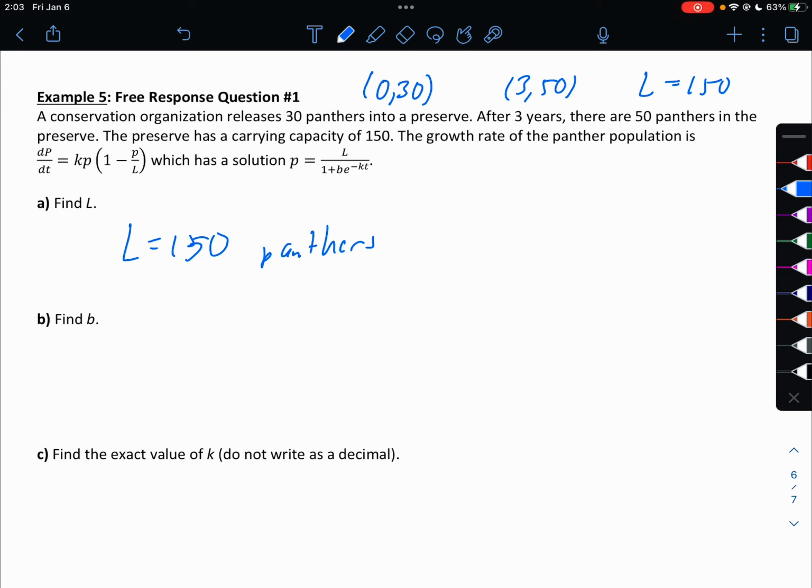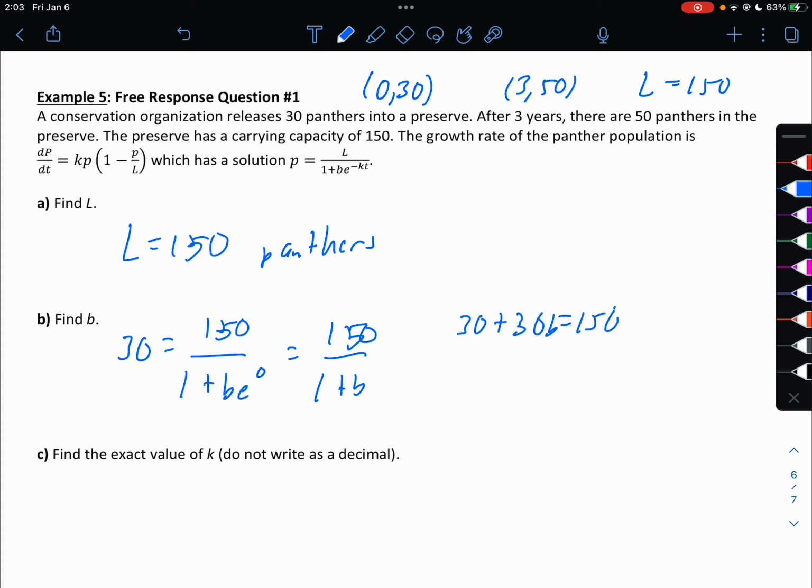Question 2 says find B. We'll use this point to find B. So 30 equals 150 over 1 plus B e to the 0, which is just 1. So 30 equals 150 over 1 plus B. So 30 plus 30B equals 150. 30B equals 120. B equals 4.